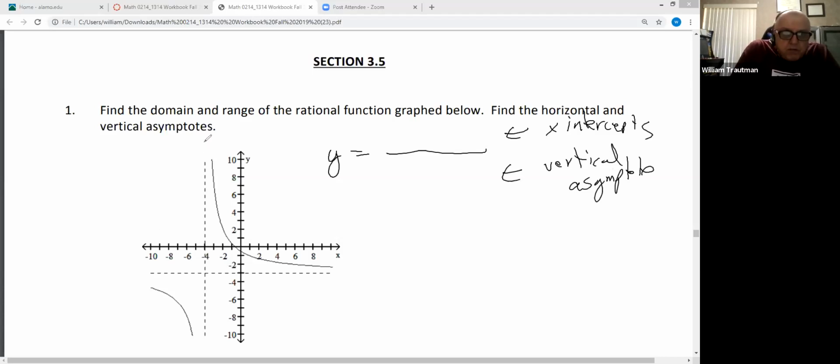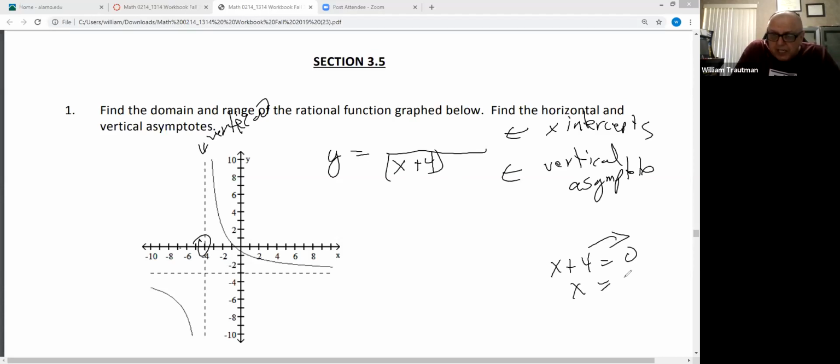So we have one vertical asymptote, remember that's a vertical line, at -4. And we put a +4 in here because if you say x plus 4 equals 0, take the 4 to the other side, x equals -4. That's your vertical asymptote. You see at -4, the vertical asymptote. So we put all vertical asymptotes on the bottom. That means the vertical asymptote is at x equals -4.